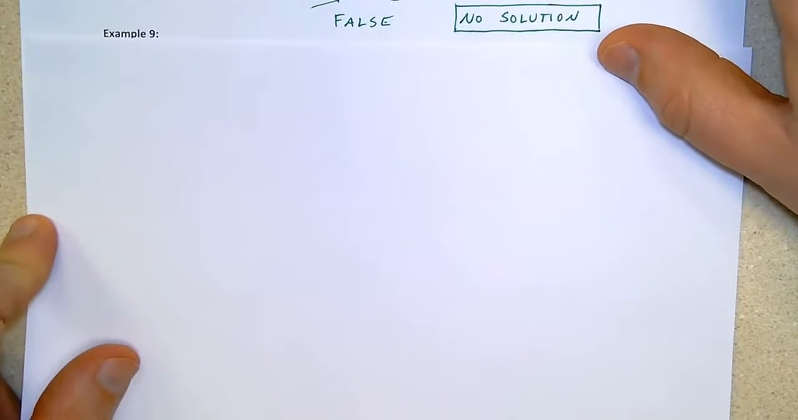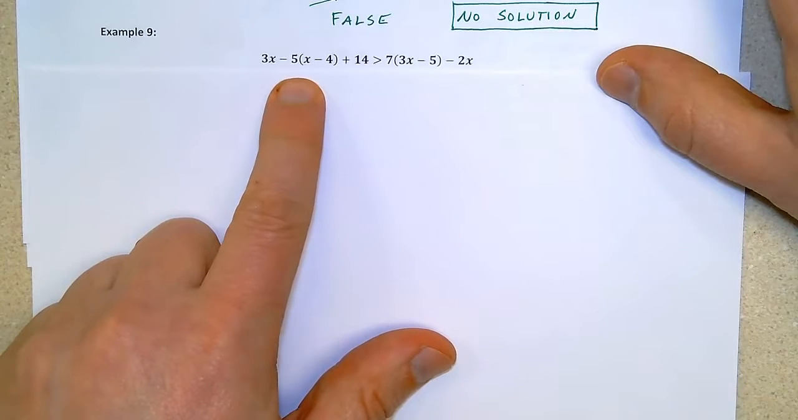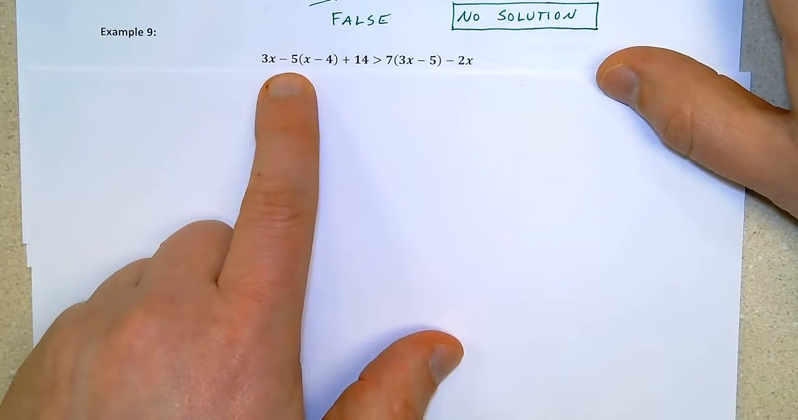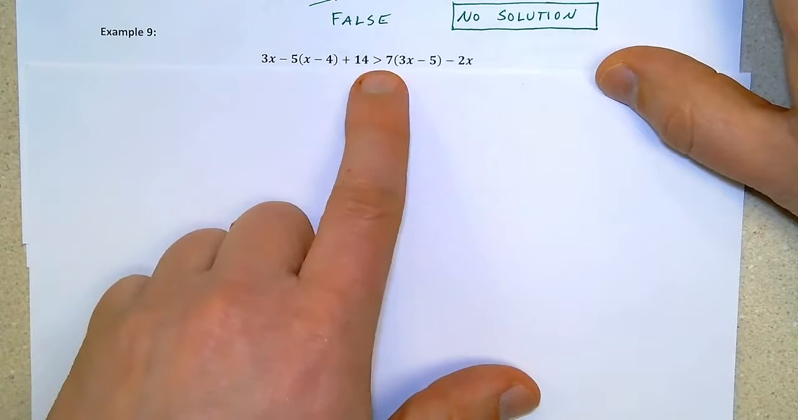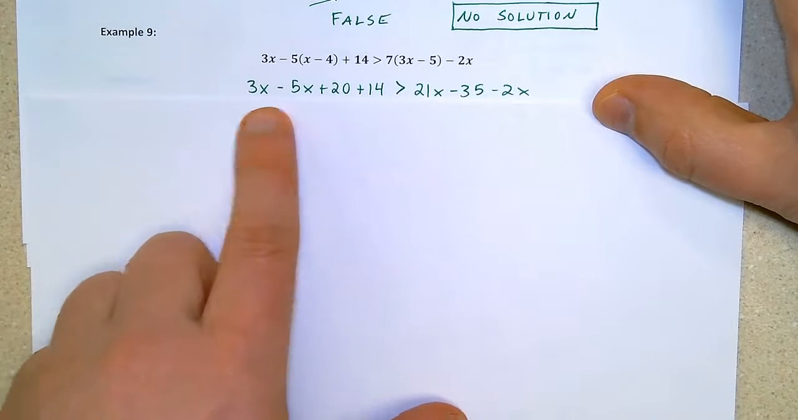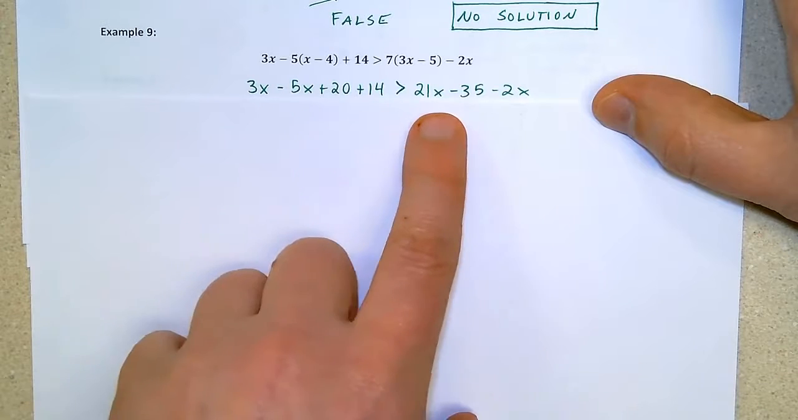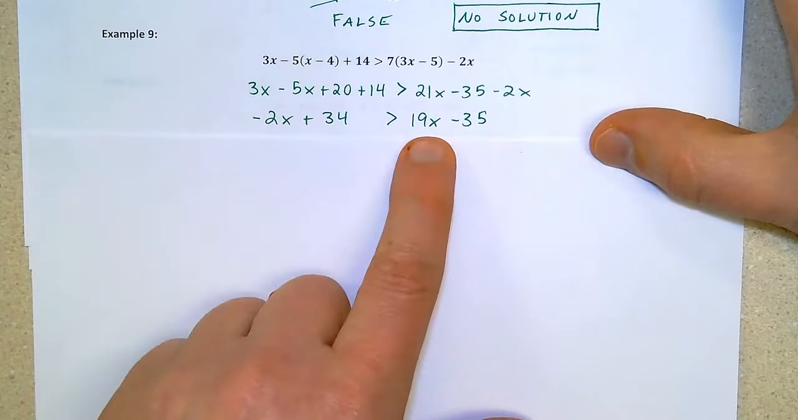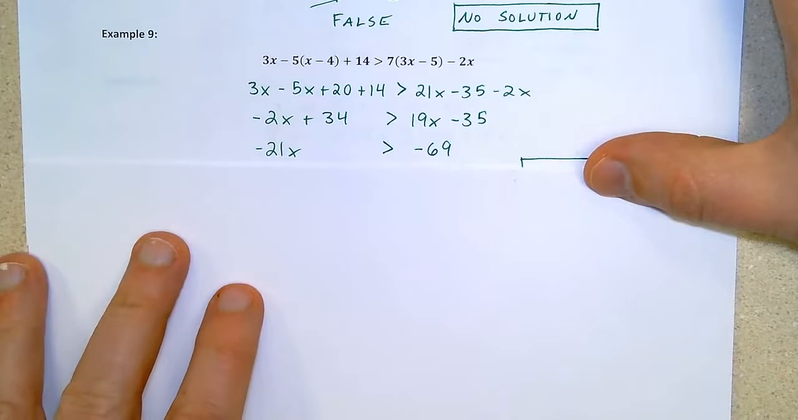Finally, example number 9. 3x minus 5x minus 4. We distribute the -5 into the x minus 4, and we distribute the 7. Gather our like terms. The 3x and -5x give us 2x. 20 and 14 gives us 34. And on the right-hand side, we gather the 21 and the -2 to give us the 19x. Then we'll subtract 19x from both sides and subtract 34 from both sides.